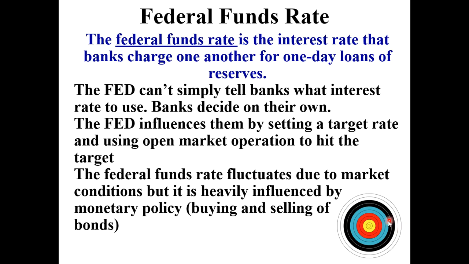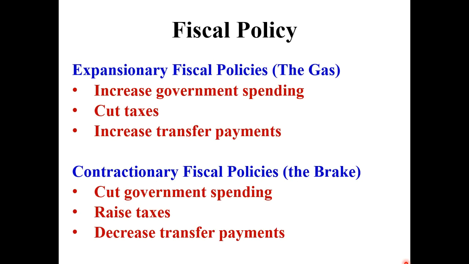So what they do is they set a target and they move the money supply curve to the right or to the left to make the interest rate that they're hoping for a reality in order to control the money supply and therefore grow the economy or slow the economy down. So the federal funds rate is the rate that banks charge each other. But the reason why we call it the federal funds rate is because the Federal Reserve has a big impact on what that rate is. All right, so that was monetary policy.